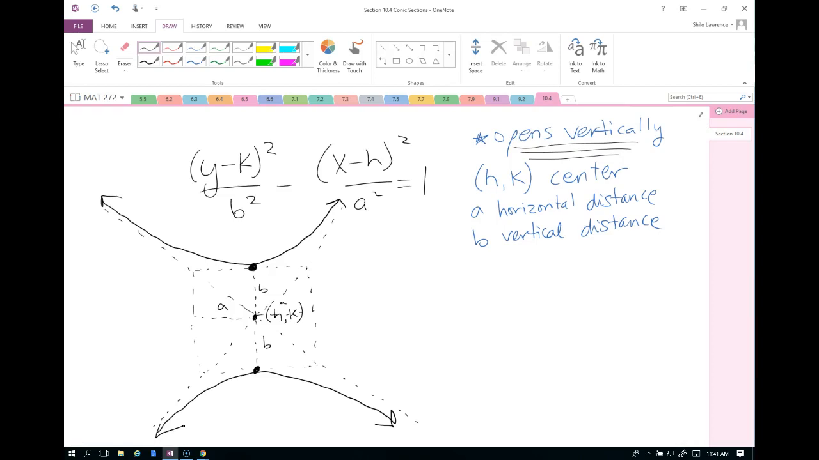All of the preliminary work is exactly the same. Plotting the center, going out A units horizontally, B units vertically, the box, the asymptotes, everything's the same. The only difference is where we draw the actual pieces of the hyperbola. Sometimes we draw them on the left and right, and that's when your x term is positive. Sometimes we draw them at the top and bottom, and that's when your y term is positive. And now here, these would be considered our vertices.